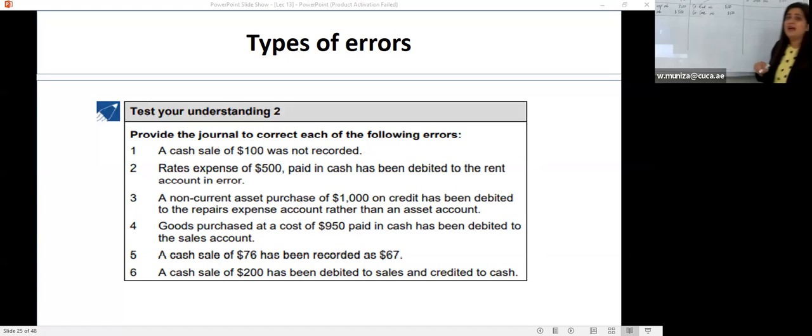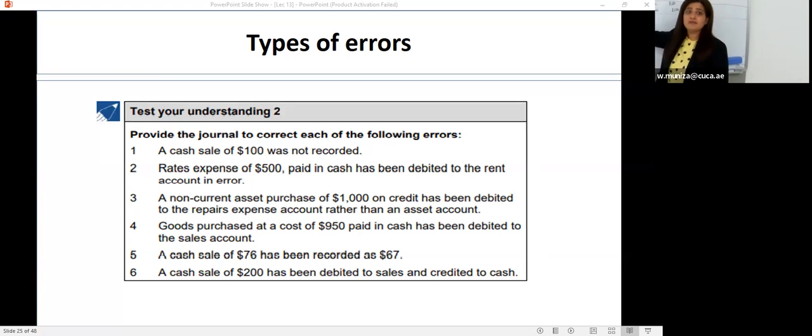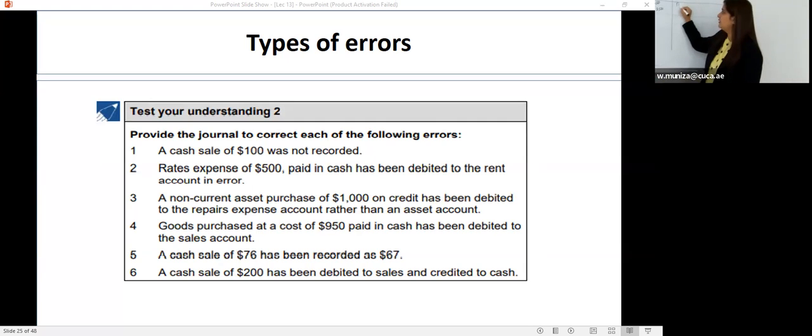So what should be the rectified entry now? We should have been debiting rates expense, but we have not debited it. So we are going to debit it. Debit will be rates expense account. We should not have debited rent account, but we have debited it. In order to cancel its effect, we are going to credit it. We are going to reverse it. So credit is going to be rent account, 500.